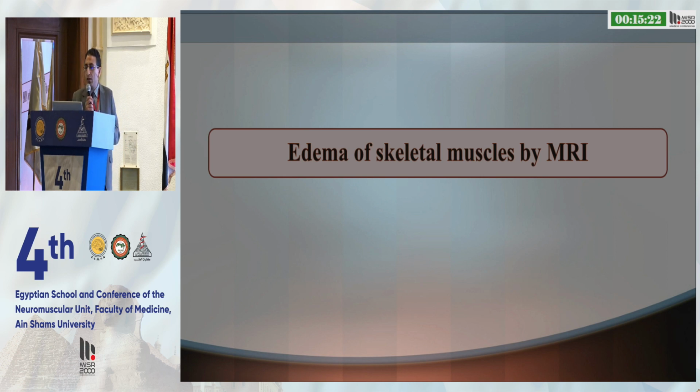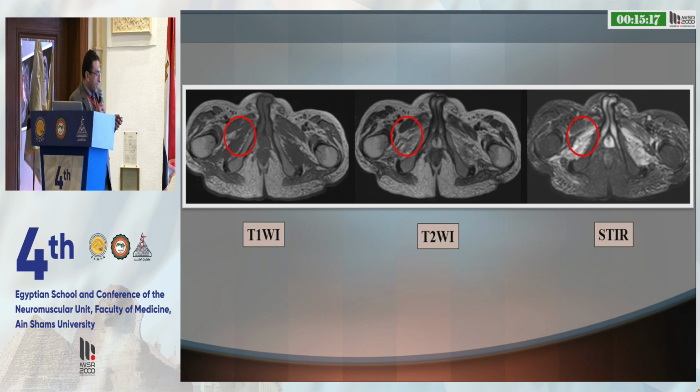Edema usually occurs in acute or subacute stages. In T1 weighted images, it looks normal. This muscle, the adductor muscle, looks normal by T1 weighted images, while in T2 weighted images, it shows higher signal, but it's similar to that of the intermuscular fat. Yet in fat suppressed sequences, and this is the advantage of this sequence, it is very bright due to edema in the muscle, very well appreciated by fat suppressed sequence.